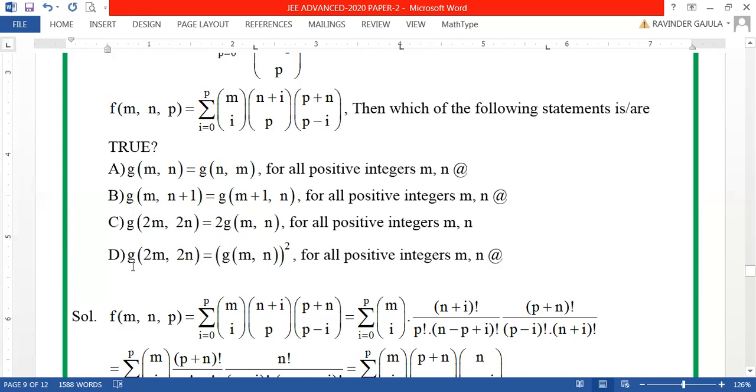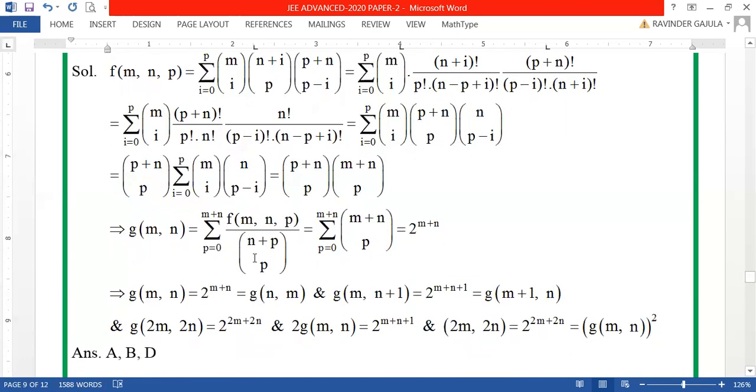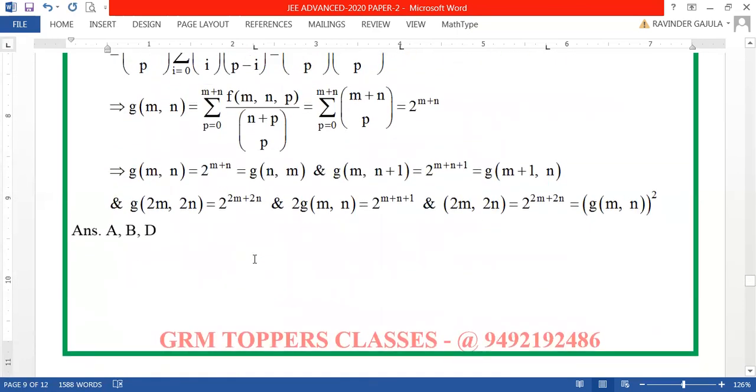Now what you can write, G(2m, 2n) is 2^(2m+2n), which can be taken as (2^(m+n)) whole square. Therefore it is Gmn whole square, which will also be true. Hence A, B and D are true here. So like this, question number 12 is also completed.